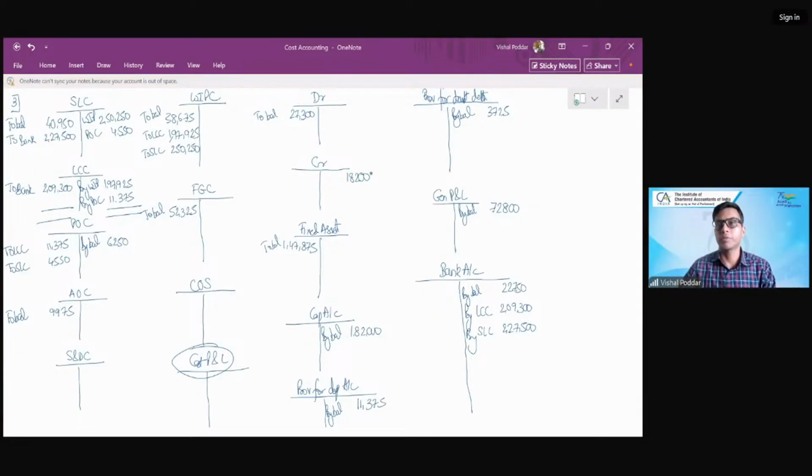Oh, yes, Tejaswin. Thank you. Tejaswin has identified, sir, this is not bank, this is credit purchase. So it should be posted to creditors. Correct. If nothing is given, we'll always treat it as credit purchase. So it is by SLC 227,500. Yes, Anurag, correct. So it is a credit purchase, so I have put it in creditors. Instead of bank, we'll post it through creditors, right?